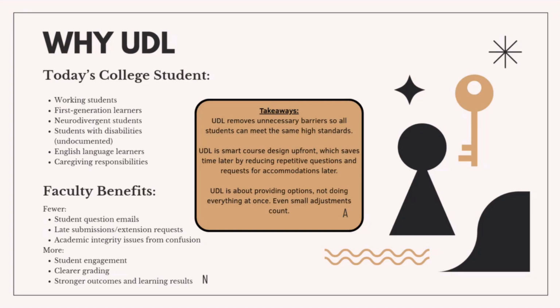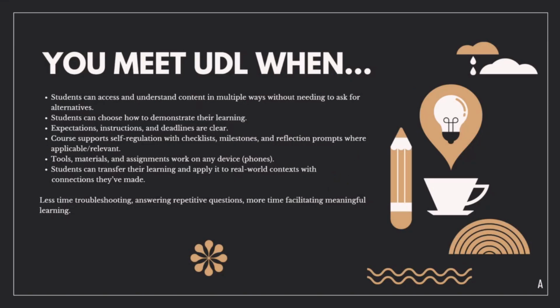Not a free for all and not doing everything at once. It's not to say you can have a choice in everything you're doing, but even small adjustments will have a big impact overall. So how do you know that your course is starting to meet these universal design for learning guidelines? Well, we would hope that students can access and understand your content in multiple ways. They don't need to ask for alternatives, right? Like, this immersive reader isn't picking it up. Can you provide me the PDF file of this instead so I can use the immersive reader? They're getting some choice in how to demonstrate their learning when applicable.